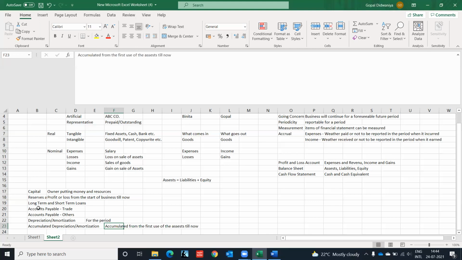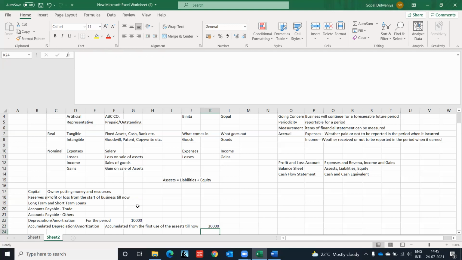Suppose I purchased a mobile today. Let's say the company has given me a mobile for 30,000 rupees, which is paid by the company. The company expects I will use this mobile for the next 3 years. So the company will depreciate this mobile expense to their profit and loss. They will divide this 30,000 into 3 years, so 10,000 will be the period expense. And let's say you are in the third year of use of this mobile, then 10,000 will be the expense and 30,000 will be your accumulated depreciation.